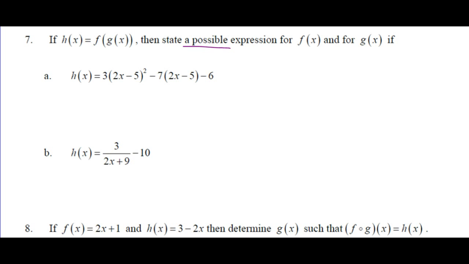So we might say, well, the outer function, f of x, is saying take 3 times something squared, subtract 7 times the same thing, and subtract 6, right? That's the outside function. What's the inside function saying? So what are you going to throw in here that's going to cause this to happen? So what's g of x? 2x minus 5, right?